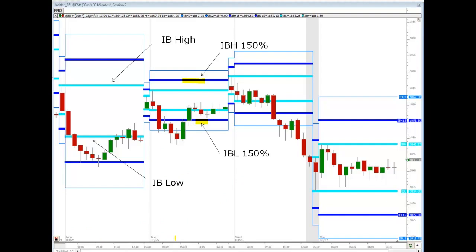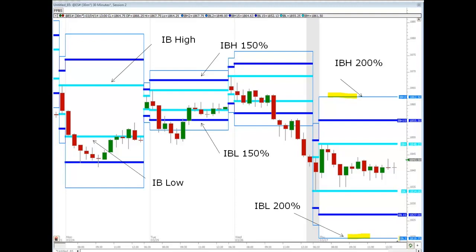Now, if we continue on here, we will see that the third line above here is the 200% initial balance high, and similarly at the bottom we have the 200% initial balance low. On the left side of the chart next to the scale, you will actually have them labeled. You can see IBH 150 here, IBH 200, IBL and IBH, initial balance low, initial balance high, and again the 150 and the 200.